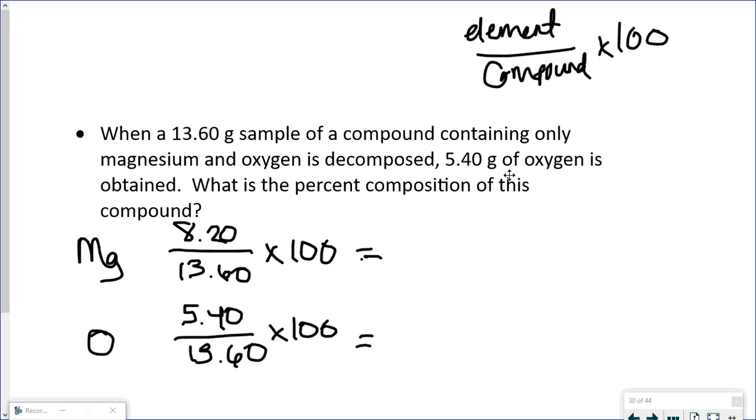We can put this in the calculator. So 8.20 divided by 13.60 times 100 to make it a percent. And for these, you can use sig figs, but with percentages, you normally have at least one decimal point. If you want to do this based off of sig figs, 5.40 only has 3 digits, so I would round my answer to 3 digits. So that is 60.3% magnesium.